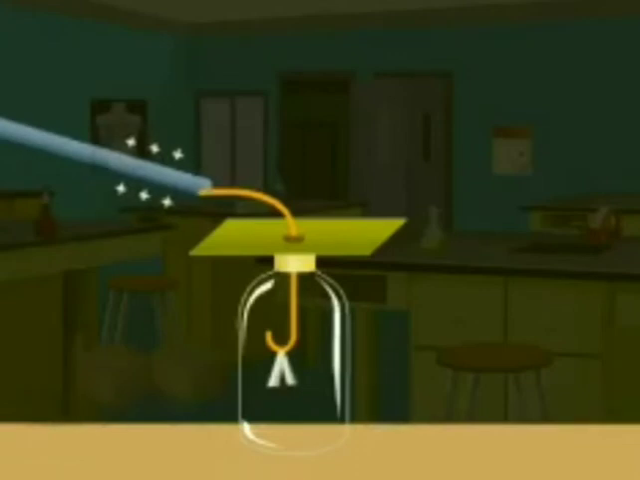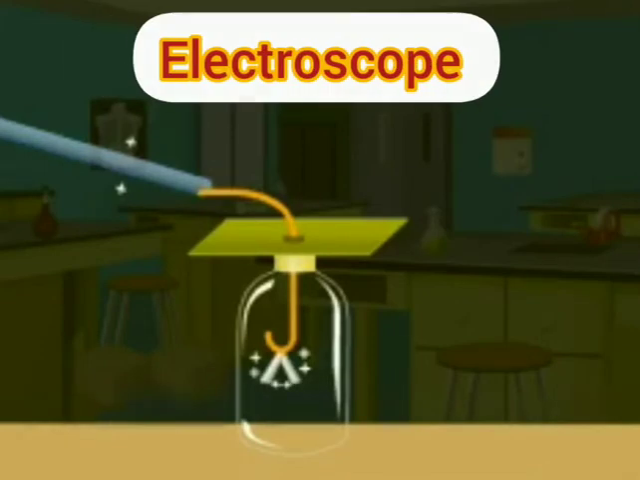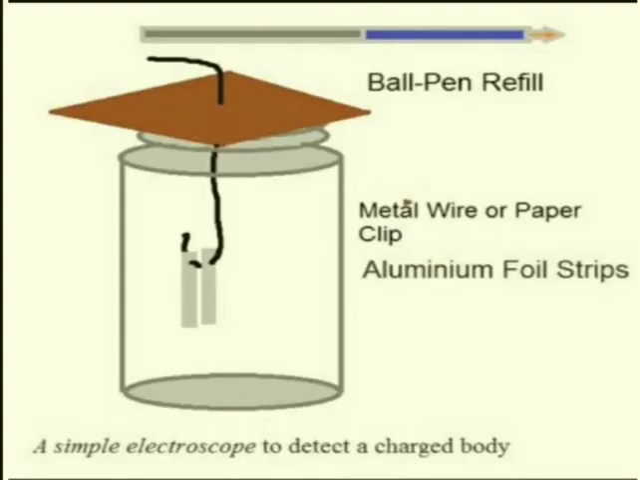You will see that the aluminum foil strips receive the same charge from the charged refill through the paper clip. The strips carrying similar charges repel each other and they become wide open. Such a device can be used to test whether an object is carrying charge or not. This device is known as electroscope. Thus, we find that electrical charge can be transferred from a charged object to another through a metal conductor.